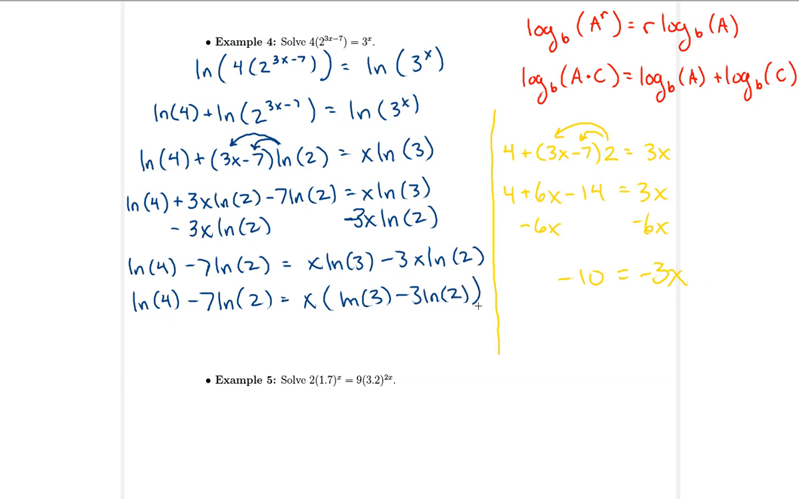And as bad as this looks right now, don't forget that this is a number. This is a number. So if you have a number equals x times a number, just like I do here, we know over here we just divide by -3, right? So now we're just going to divide by what's next to the x. So divide by the natural log of 3 minus 3 natural log 2.